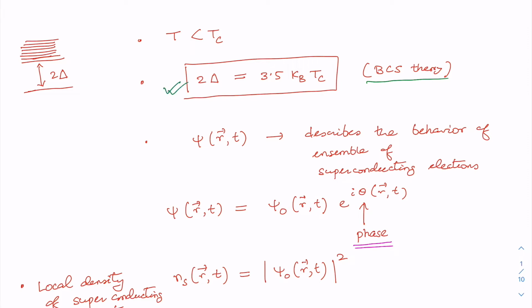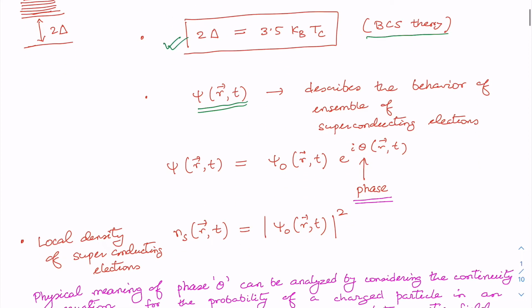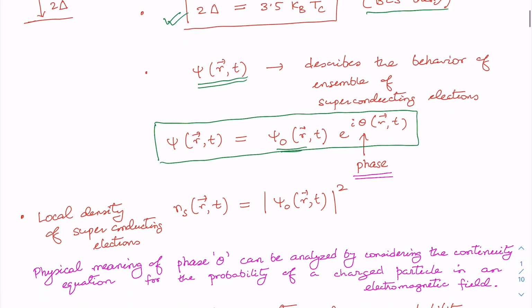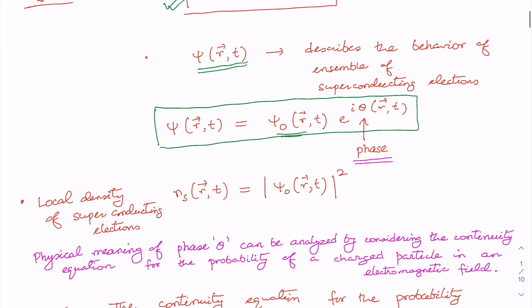In the Ginzburg-Landau theory, however, they assumed that all these superconducting electrons are described by a many-particle wave function, say psi of r, t, which is given by this expression. Here psi 0 is related to the local density of the superconducting electrons, and theta is the phase, and this phase is the same for all the Cooper pair electrons.